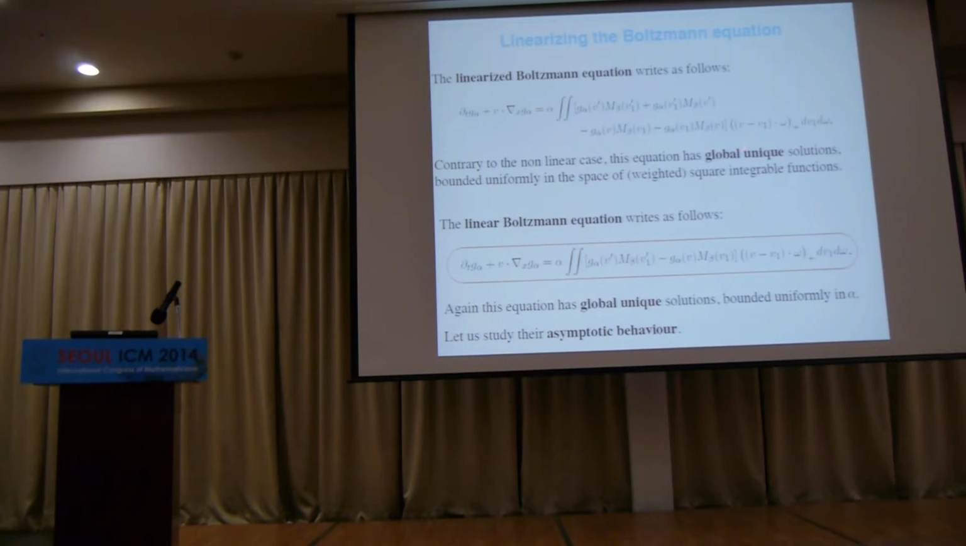I don't want to see that. All I want to know is how Gaussians are interacting with me. So I'm only keeping these two terms, where I have g's depending on v and not on v1. So this is the equation I'm really interested in today. This is a linear Boltzmann equation, so it's even simpler than the linearized Boltzmann equation. It's known this equation has global unique solutions which are bounded uniformly in alpha, and that's good for us.